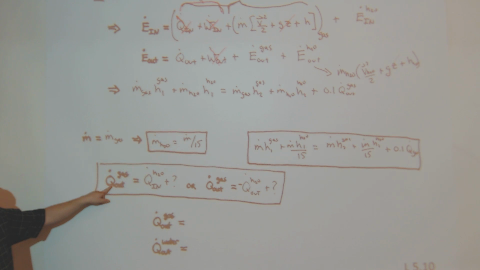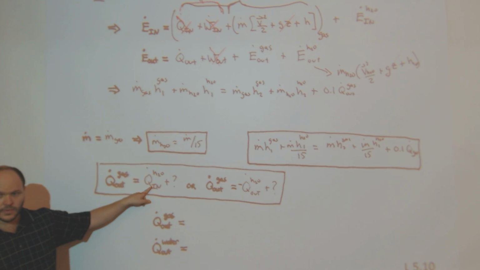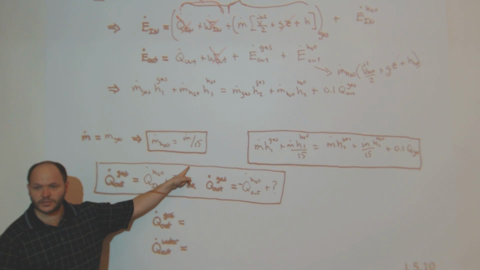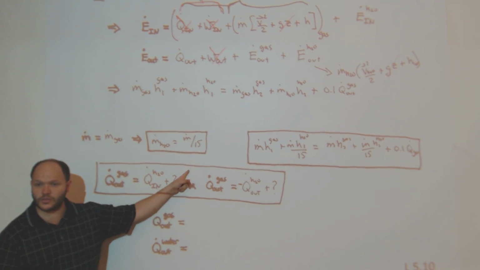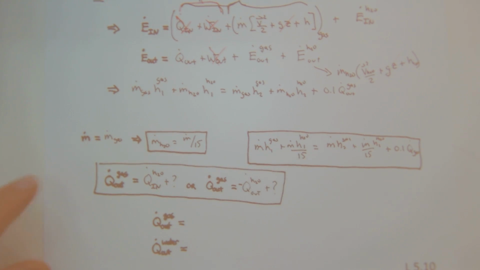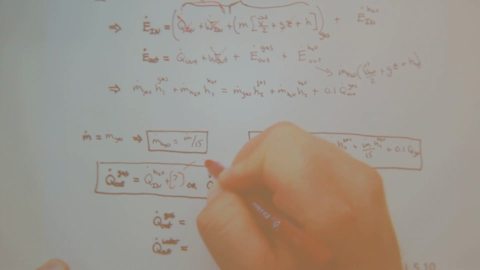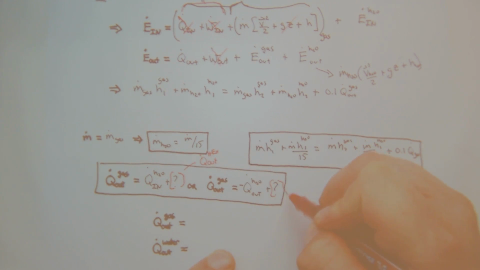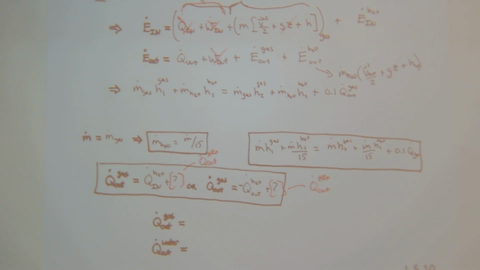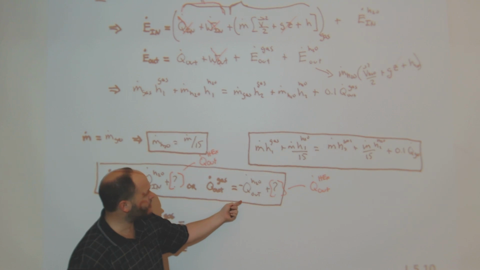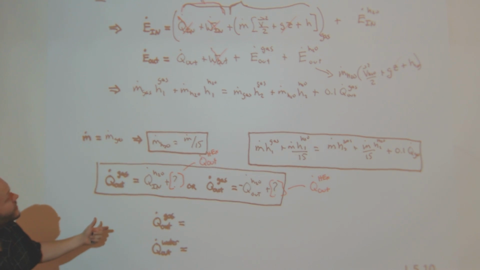So the heat leaving the gas goes into the water, but some of this also gets radiated to the surroundings, right? Q out. So this other term here is Q dot out heat exchanger. Likewise, this term here is Q dot out heat exchanger. So I guess what I'm getting, we can solve for this. Now we have two equations and two unknowns.